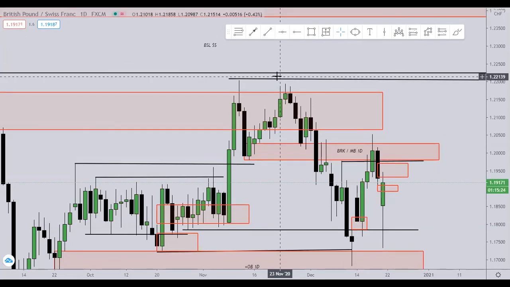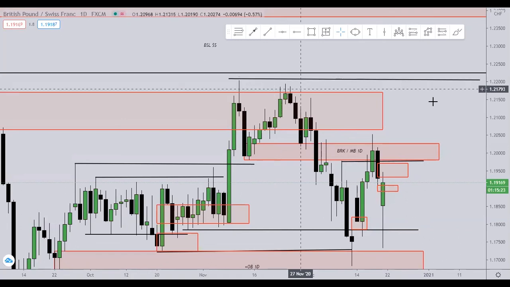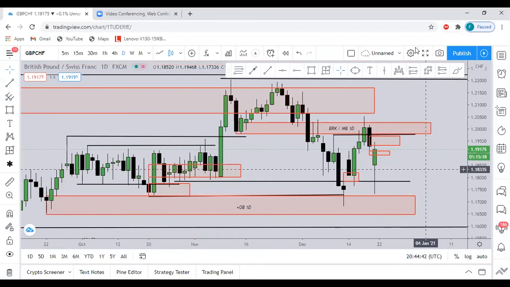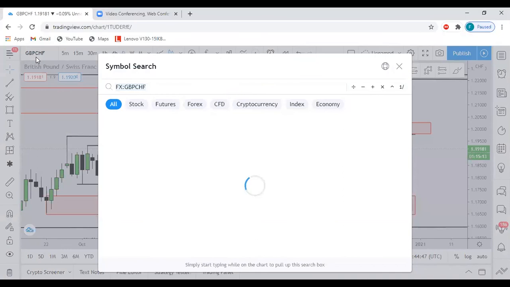Let's look for another example. These things will sometimes take time to understand. So if you don't understand, don't be discouraged. Continue to watch the videos and practice. You will understand them. Let's look at another one, GBP AUD.